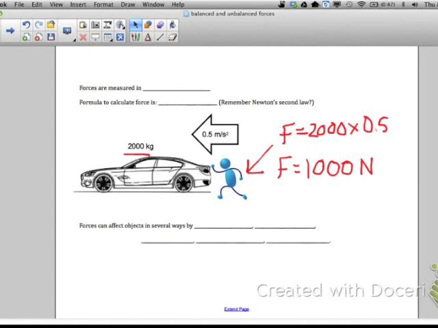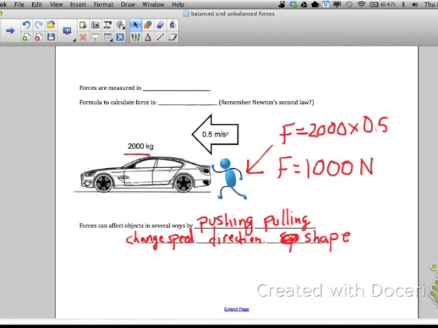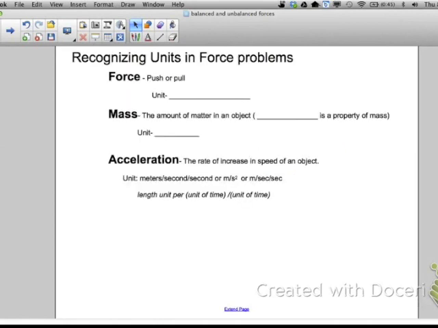And not just pushing things would be acceptable, but any type of force can affect an object in many ways: by simply pushing, as we saw, pulling, changing speed, direction is changed as well, and also its shape can be changed. So if you're playing with Play-Doh or something like that, its force applied can change its shape. And so our unit for force is measured in newtons.